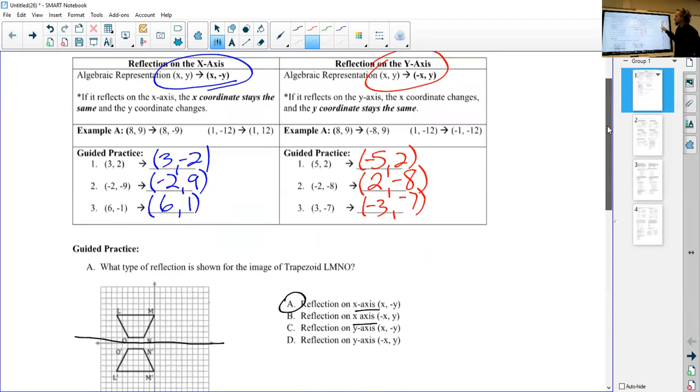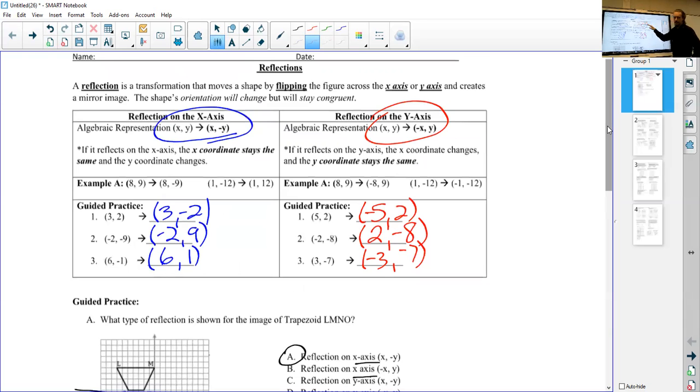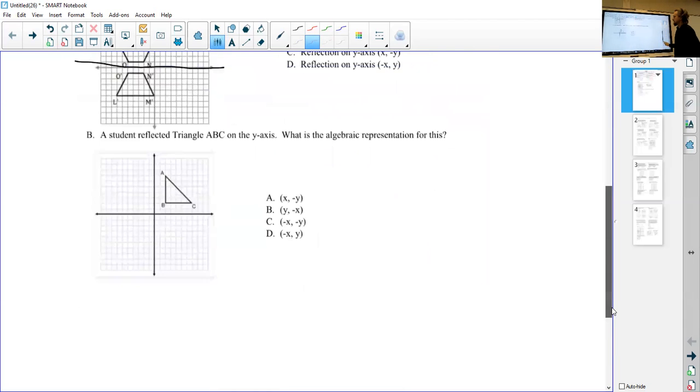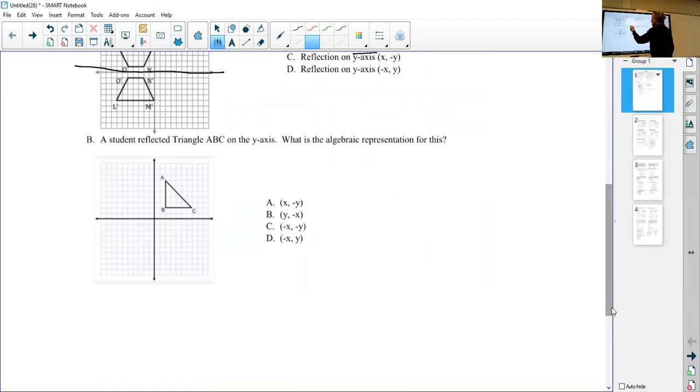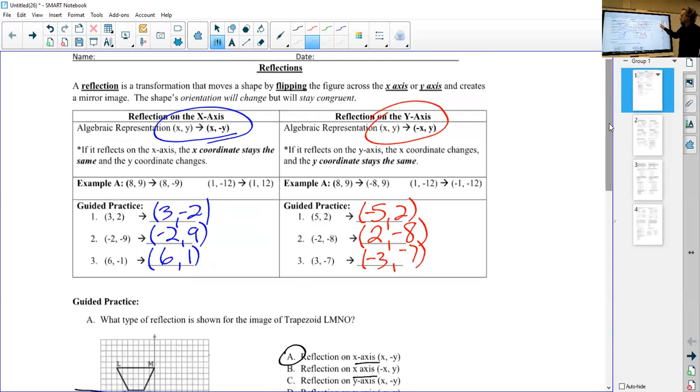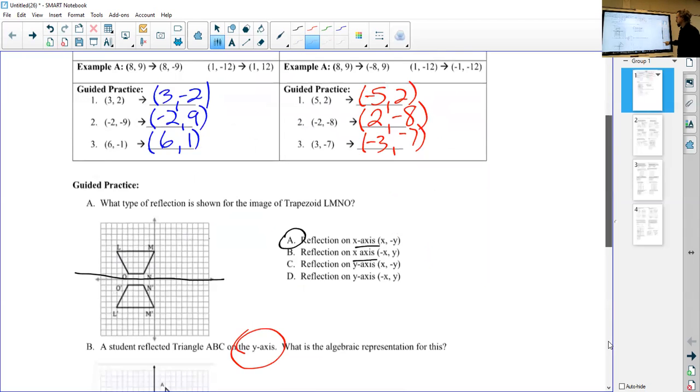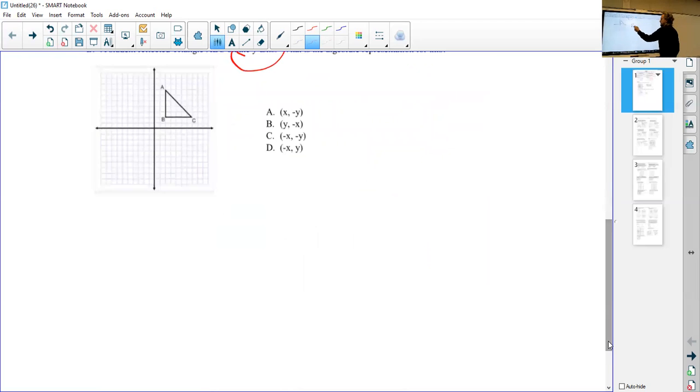So I would have these 2 rules written down somewhere. So every time you get to a question, all you need to look at is, this one says it's reflected on the y-axis. So what did we say was our rule for that? It says (x, y) goes to (negative x, y), and then we just pick that answer.